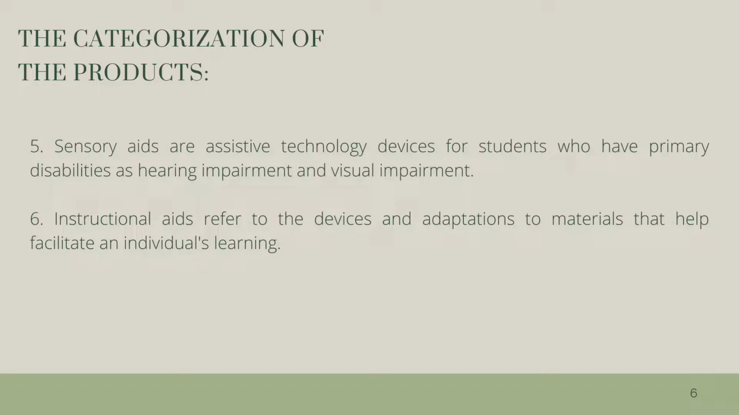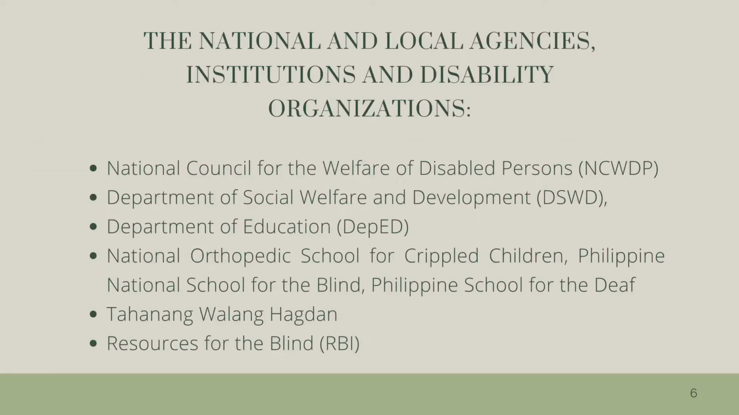And last, instructional aids refer to the devices and adaptations to materials that help facilitate an individual's learning. This includes instructional technology that is used in the education of a person, such as overhead transparencies and projectors. There is a wealth of information that teachers and parents can access, thus allowing them to make informed choices about the products they want to select.